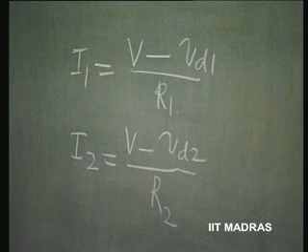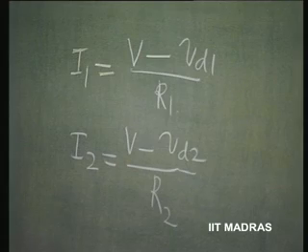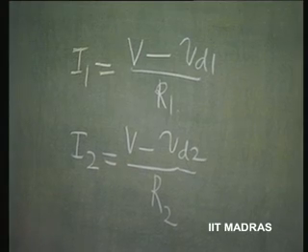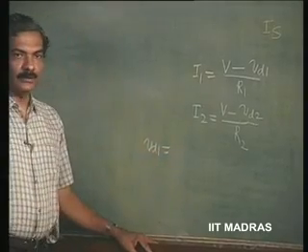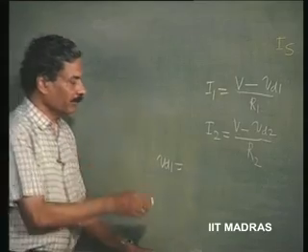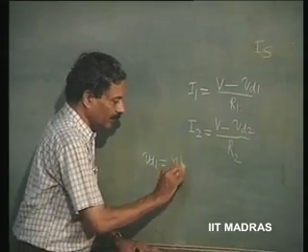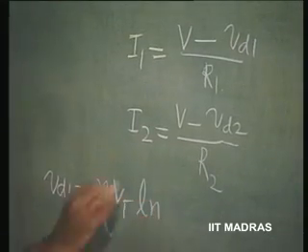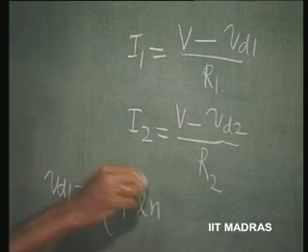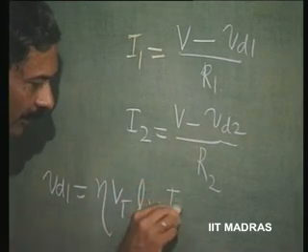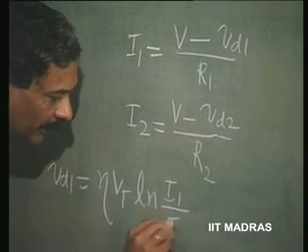So, now we are in a position to find out VD1. It is going to be equal to, from our earlier expression, eta VT log of the current through the corresponding diode, I1, divided by Is.